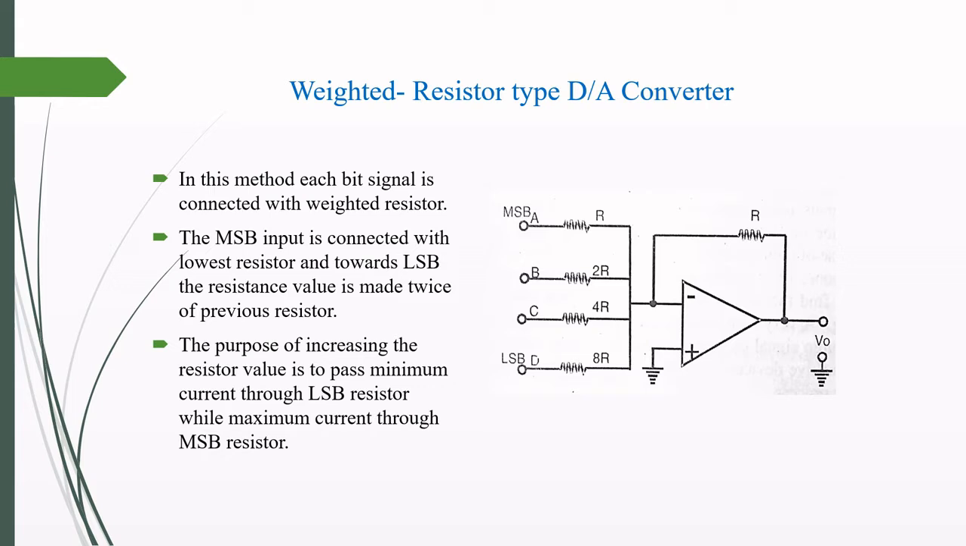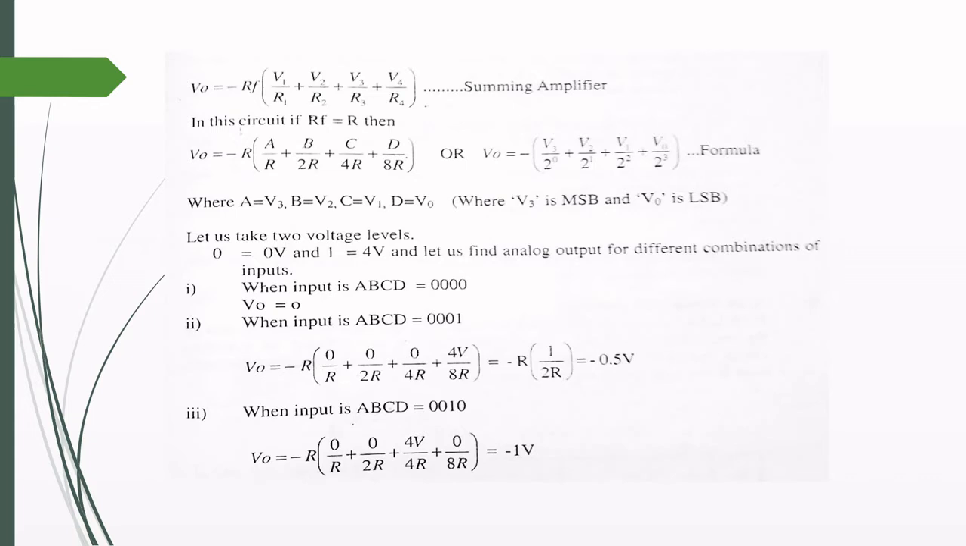Here the operational amplifier is used as a summing amplifier. There are 4 inputs A, B, C, D, where A is the MSB with weighted resistor R and D is the LSB with weighted resistor 8R. The output voltage of the D2A converter is VO equal to minus RF times the bracket V1 upon R1 plus V2 upon R2 plus V3 upon R3 plus V4 upon R4. So this is the output equation of the D2A converter.